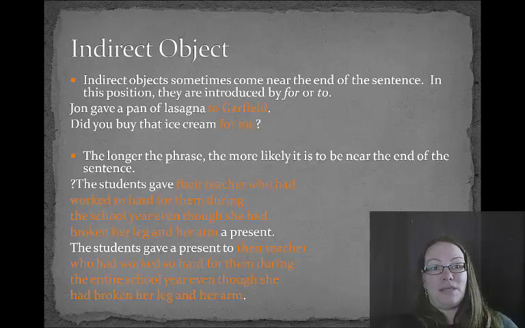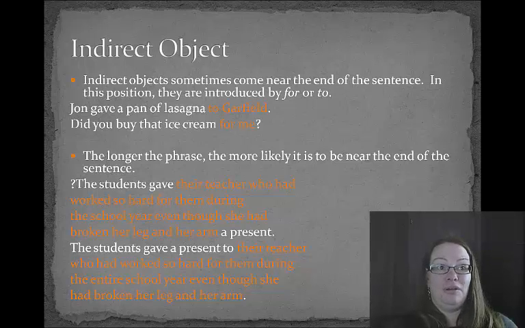Indirect objects sometimes come near the end of the sentence. In this position, they are introduced by to or for. Here are a couple of examples. John gave a pan of lasagna to Garfield. Did you buy that ice cream for me?